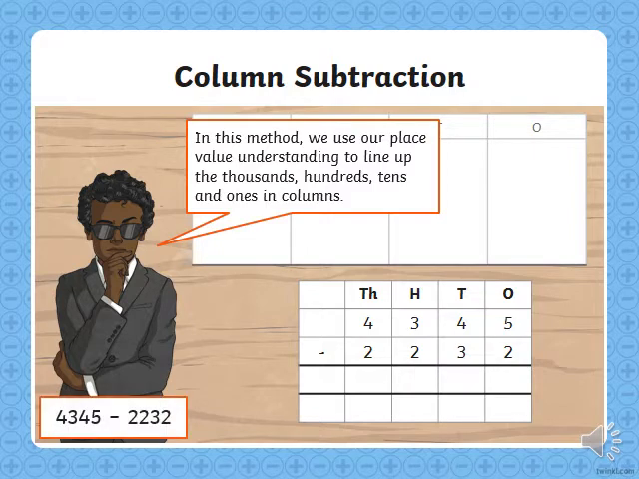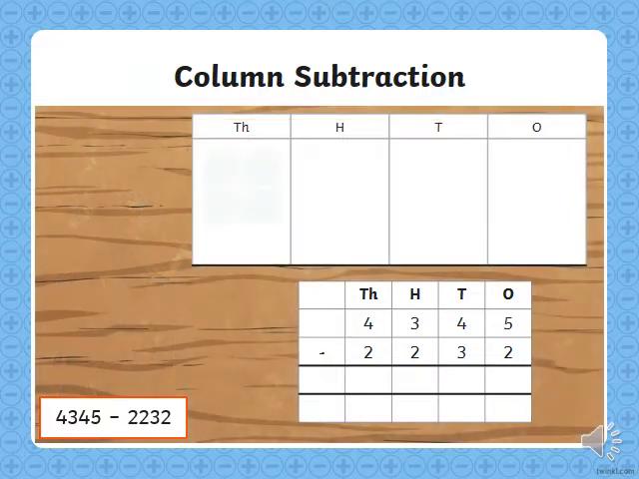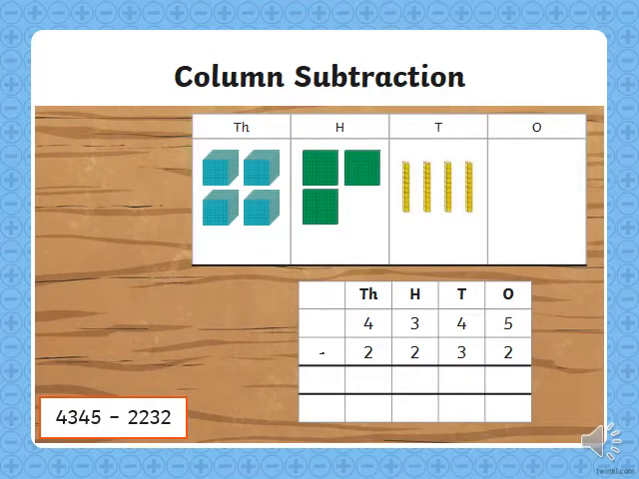Okay, so our equation is 4,345 take away 2,232. So I've got my 4,000s, 300s, 4 10s and 5 1s. And we're going to be taking away the 2,232. So we don't need to make them because we're actually going to be taking them away from the first.